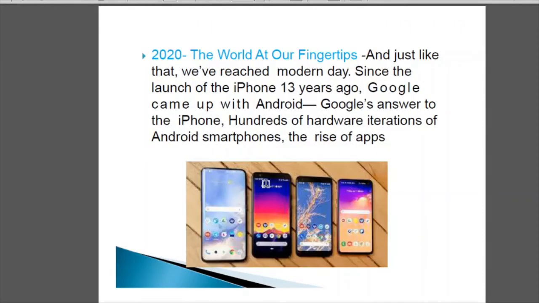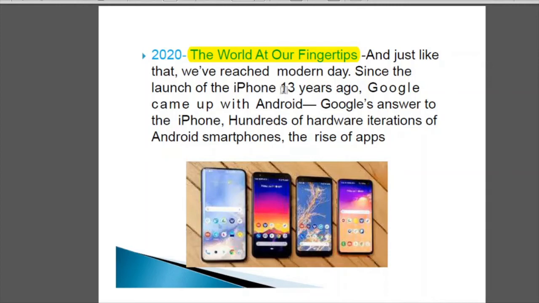Next we have 2020, in which we are right now, the world at our fingertips. Why the world at our fingertips? Because everything, like this lockdown, you are attending school, talking to your friends, attending your hobby classes, everything on your phone. And just like that, we have reached modern day.